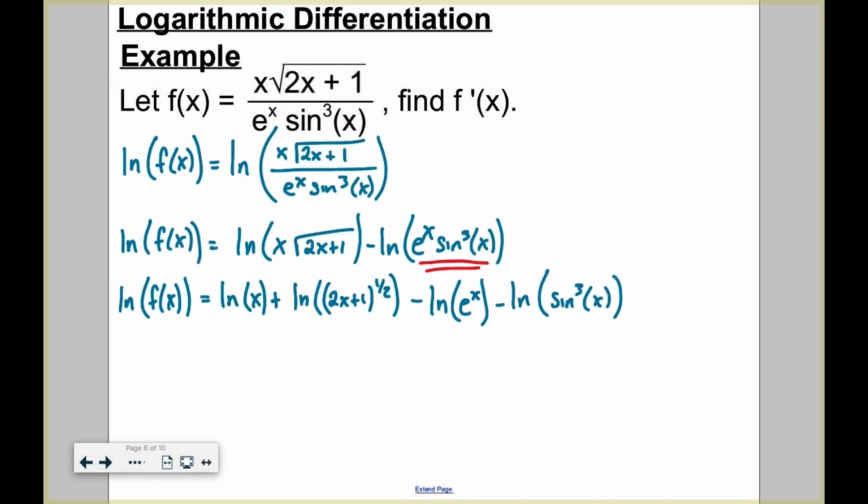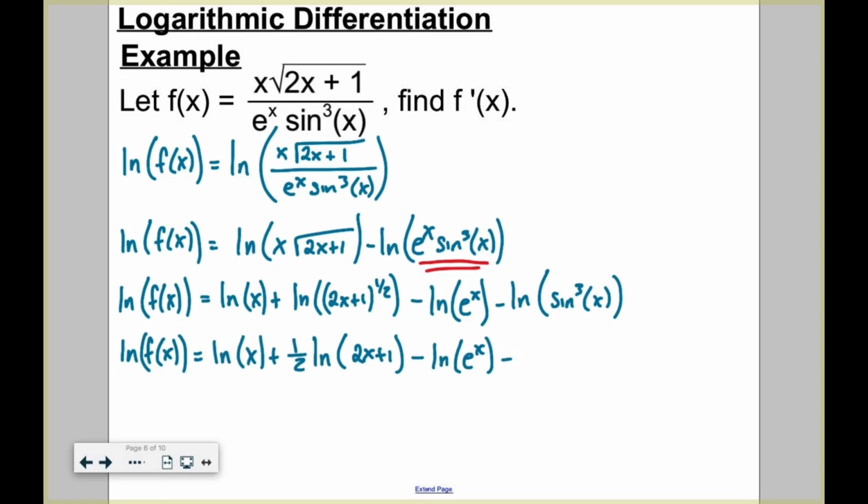Alright, so now we're going to take care of all of our exponents. So again, still the natural log of f of x is equal to the natural log of x plus 1/2 times the natural log of 2x plus 1 minus the natural log of e to the x minus 3 times the natural log of sine of x. Because remember, with sine of x and sine of x cubed, that is the exponent, so that would come to the front. Alright, so again, that has all been algebra. No calculus yet. We're about to take the derivative and do some calculus.